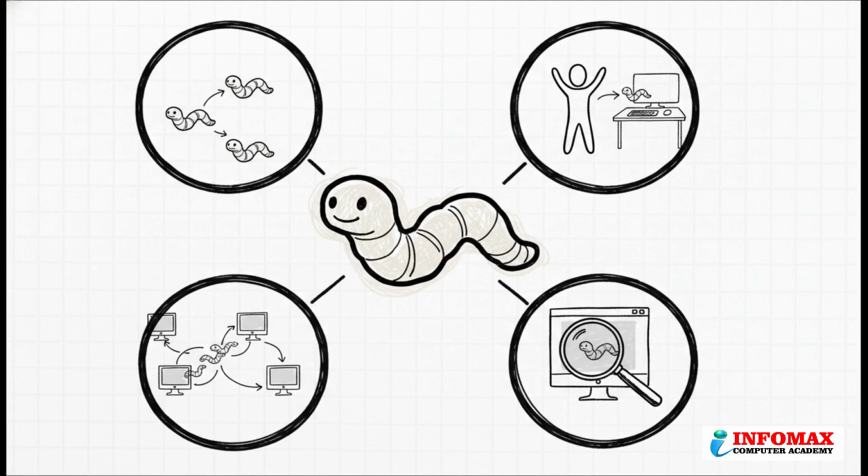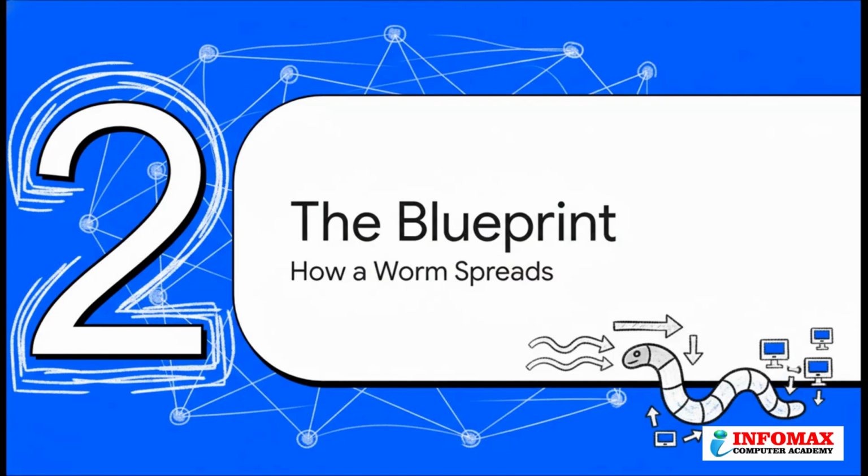And this next part is absolutely crucial. This requires zero user interaction. No clicks needed. You don't have to open a weird file or click on a bad link. Once a worm gets into just one machine, it can just tear through a whole network, all while hiding silently in the background.